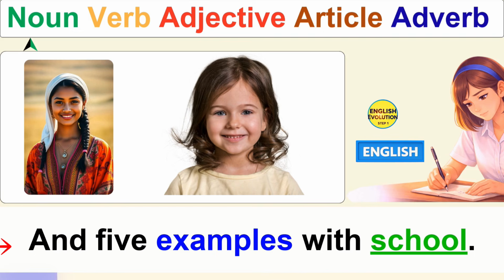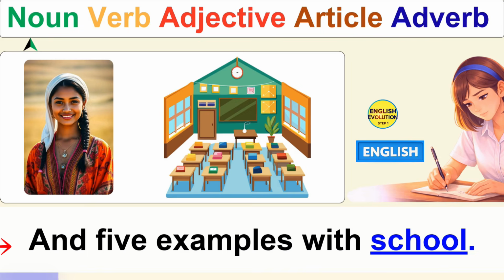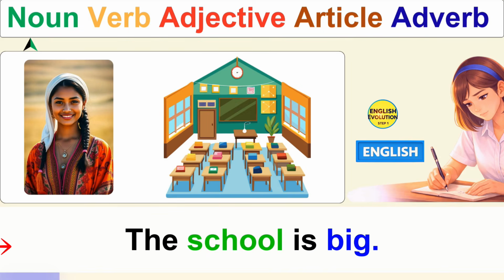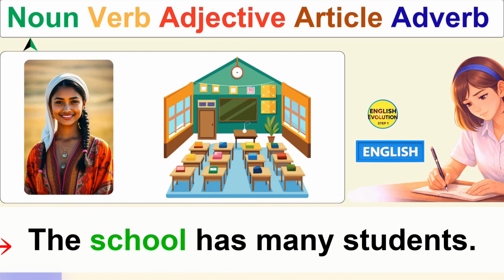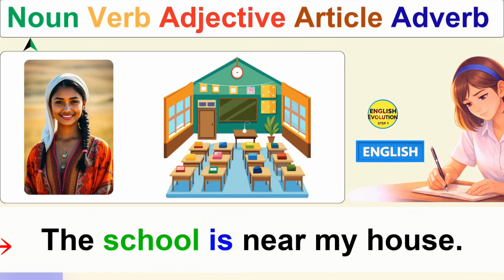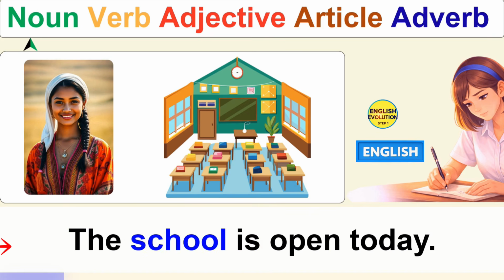And 5 examples with school. The school is big. I go to school every day. The school has many students. The school is near my house. The school is open today.